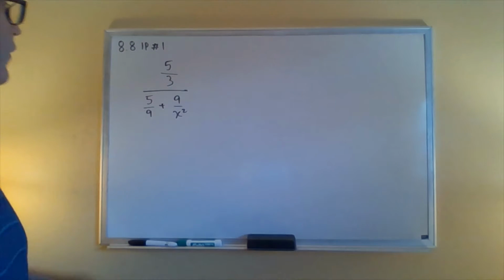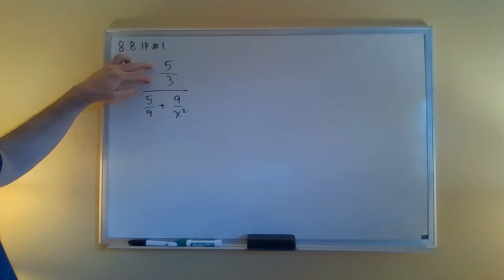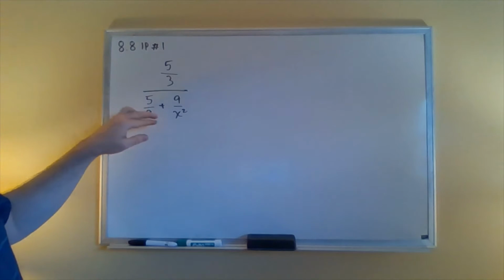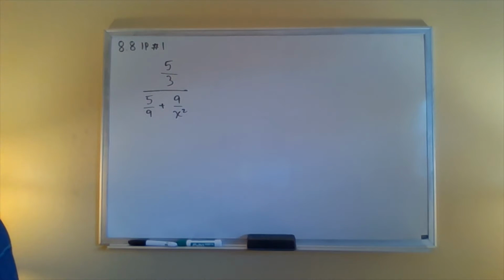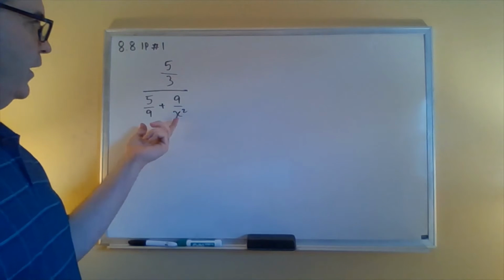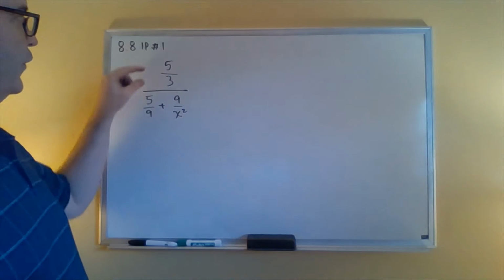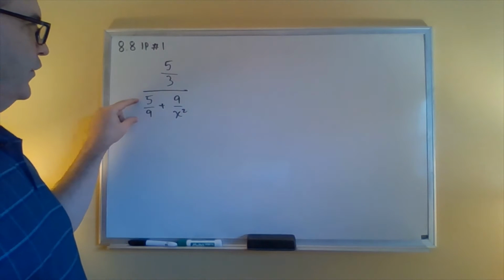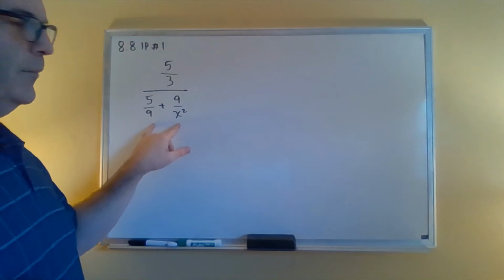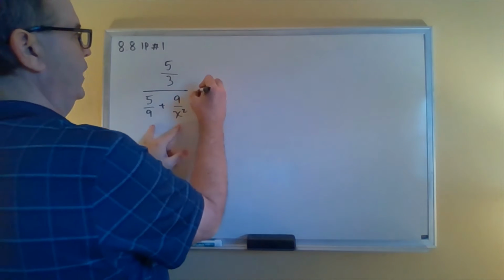Here's number 1. We're given the complex fraction of 5/3 over 5/9 plus 9 over x squared. So what we want to do first is combine these fractions in the denominator. We only want a single fraction in the numerator and a single fraction in the denominator. So we need to combine these two into one.